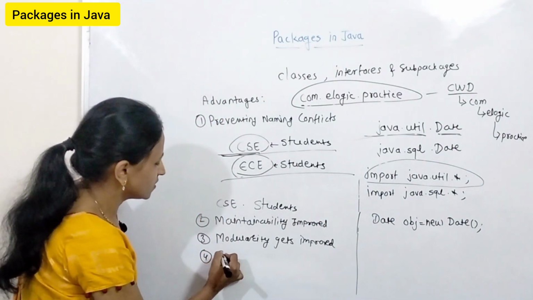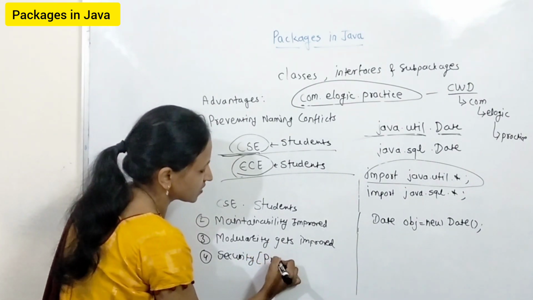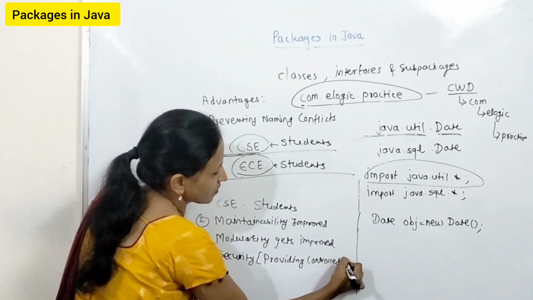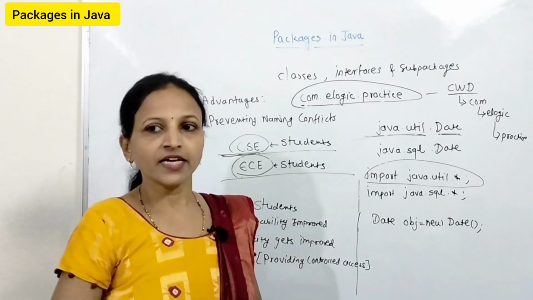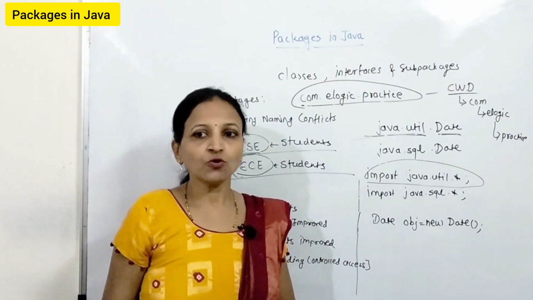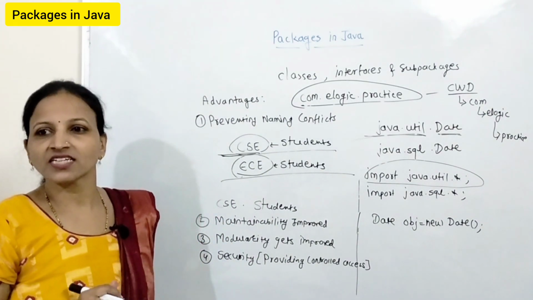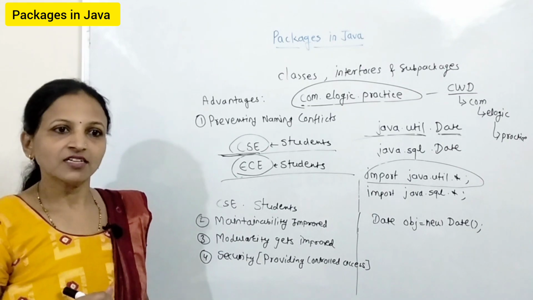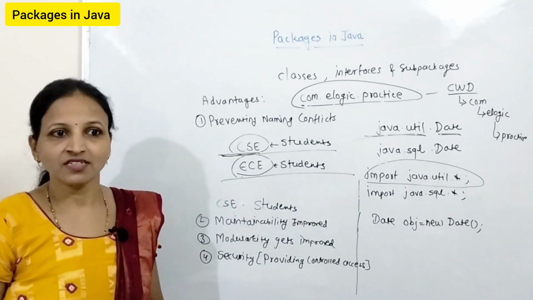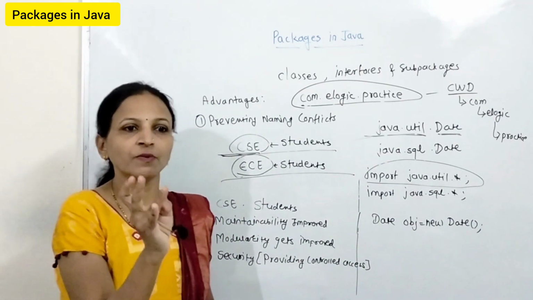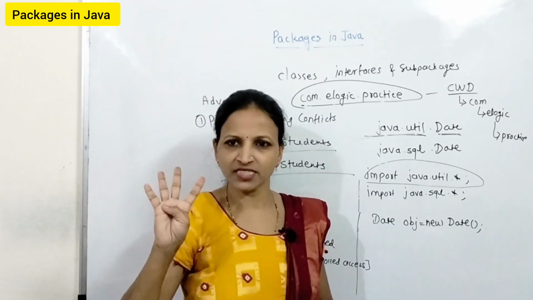Now the next one is security, providing controlled access. Security means what? We know that there is an access modifier concept. We know package access. Tell me, what is package access? Tell me about the default access modifier. What is this? Access modifiers: private, public, default, protected. These four are the main basic access modifiers.